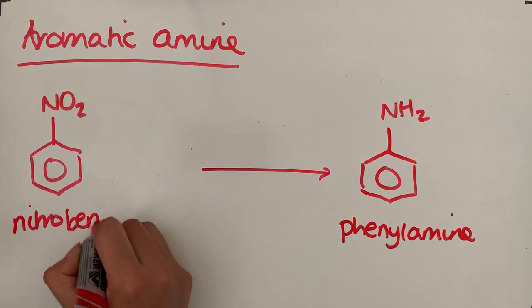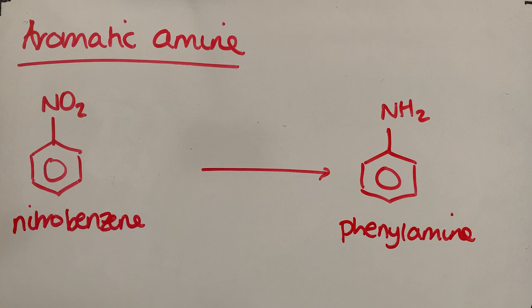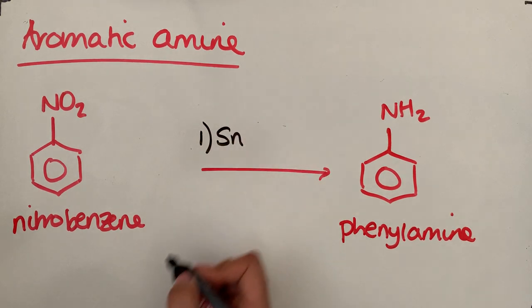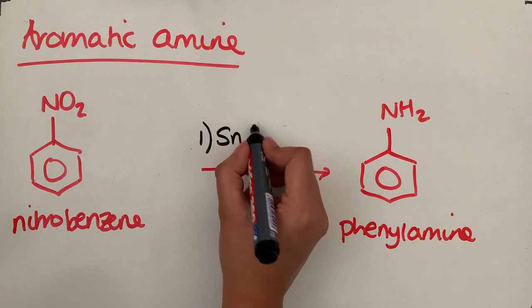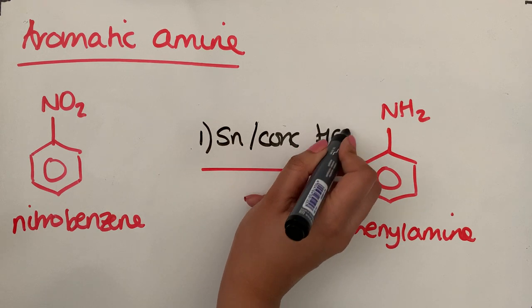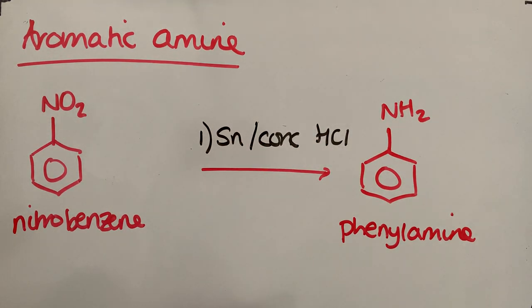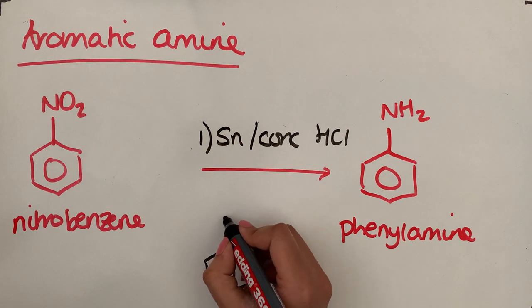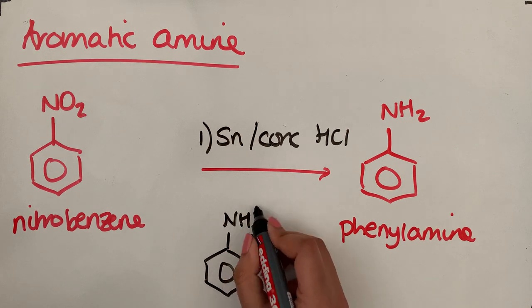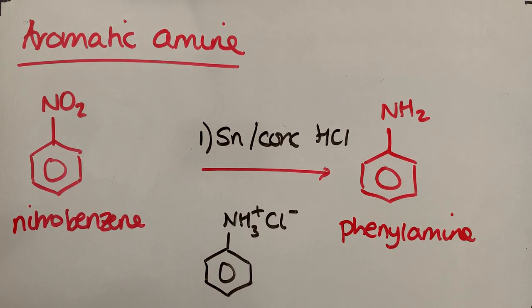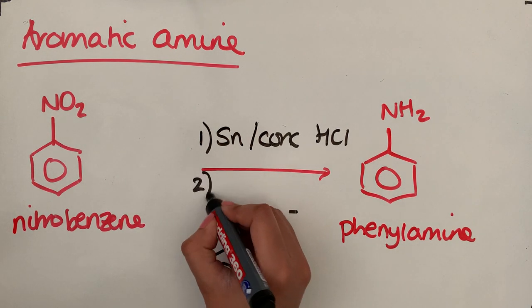Nitro. Like that. To do this, the reagents that you need are, so it's a 2-step process. For step 1, you must have tin, so the symbol for tin is Sn, and you must have concentrated hydrochloric acid. From that step, what you actually produce is the salt. So if I just draw this out so you can see what I'm talking about.